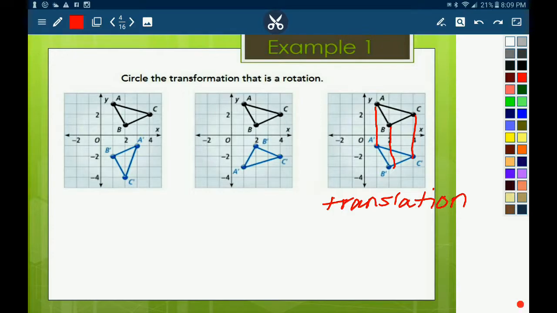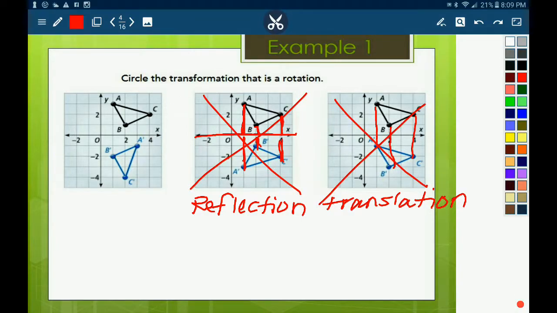The middle one is a mirror image, so that is a reflection. I can tell because if you were to flip over the x-axis, B is 1 unit away and B prime is 1 unit away. C is 2 units away and C prime is 2 units away. A is 3 units away and A prime is 3 units away. That brings us to the second one and the third one, those are not rotations. That brings us to the first one.